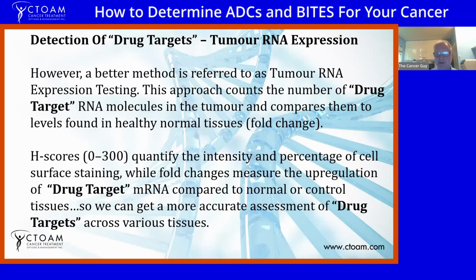While the H-score uses a 0 to 300 score to quantify the intensity and percentage of cell surface staining, fold change measures the upregulation of the drug target messenger RNA compared to normal or control tissues. So we get a much more accurate assessment of drug targets across various tissues, or that can be predicted across various tissues. And this means that we can in some way get some sense of how the drug is going to work in various tissues based on their relative expression level.